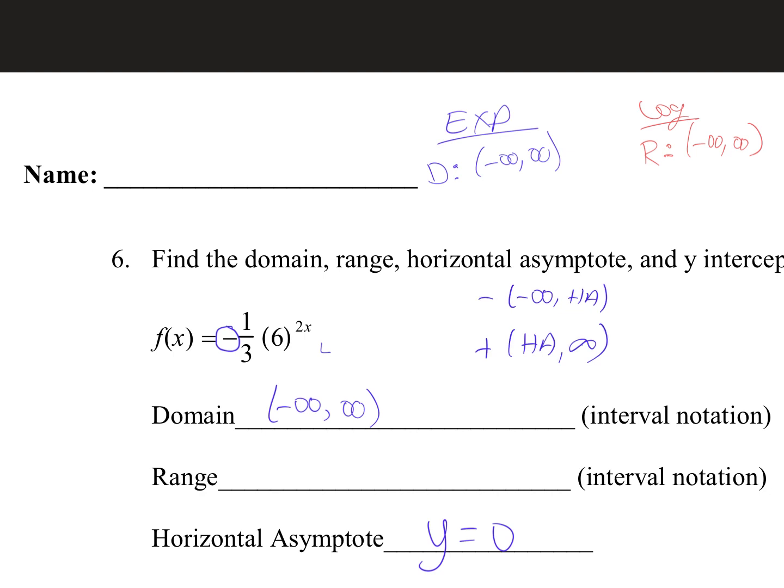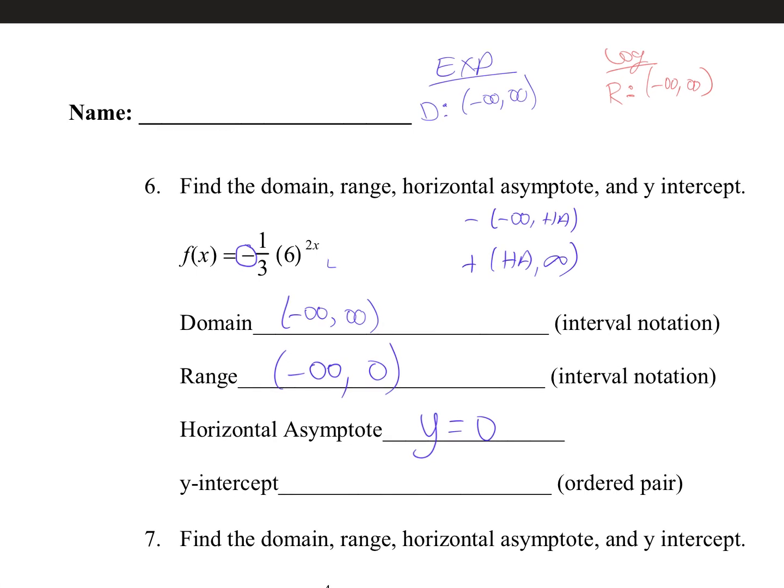So this is what kind of an exponential function? Negative. There's a negative sign out in front. That means it flips over the x-axis. So what is your range? Negative infinity to 0. If it was a positive 1/3, it would be 0 to infinity. That's it. And then how do you find intercepts? How do you find the y-intercept? You plug in 0 for what?